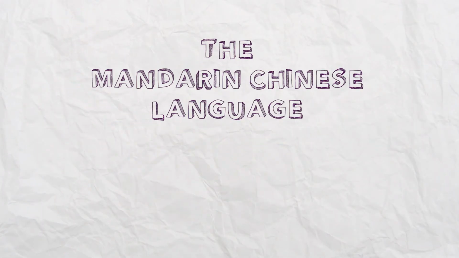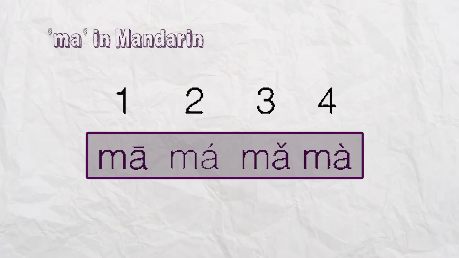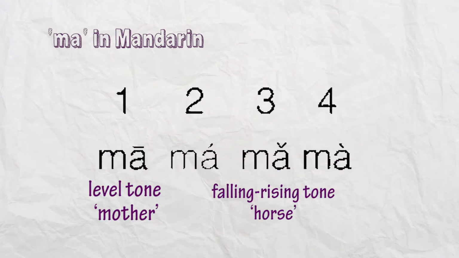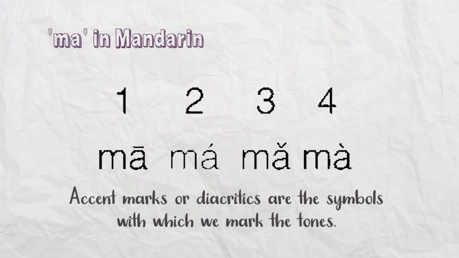I also mentioned Mandarin Chinese as a language which is typically used as an example of a tonal language with 4 tones. There's a typical example of the word ma. Depending on what tone it is pronounced with, it can mean a different thing. Therefore, you can see that tone is basically an integral part of the syllable, if not the vowel, in Chinese. You use accent marks to mark these tones in tonal languages. Even though the alphabet of those languages may be different, like in the case of Chinese, you can transliterate them using the Latin alphabet, and you can use these accent marks on top of the vowels to mark the tones.